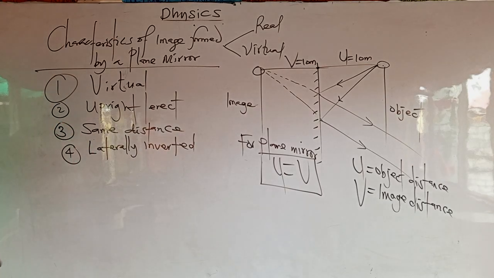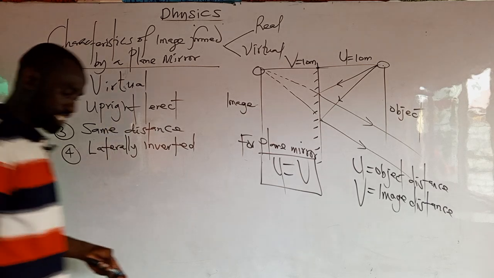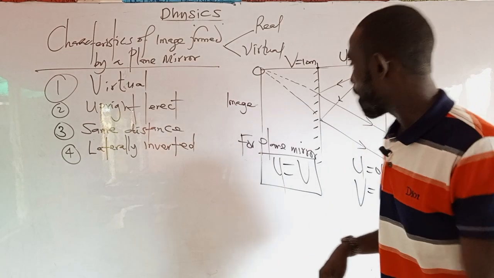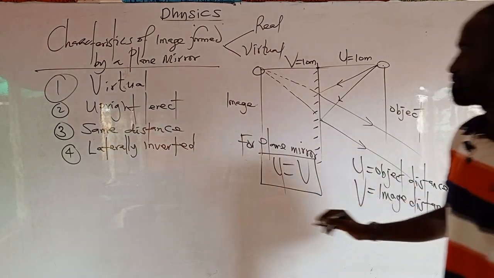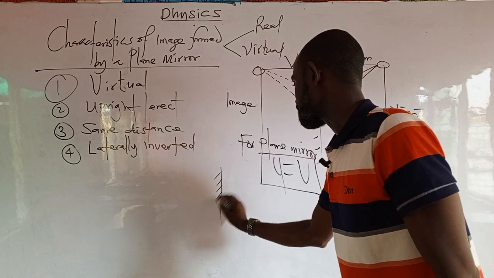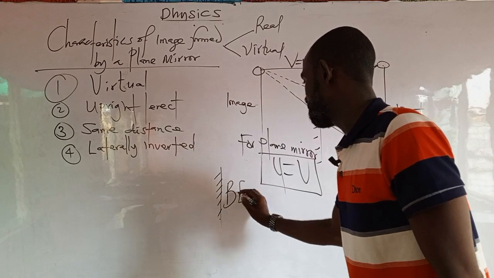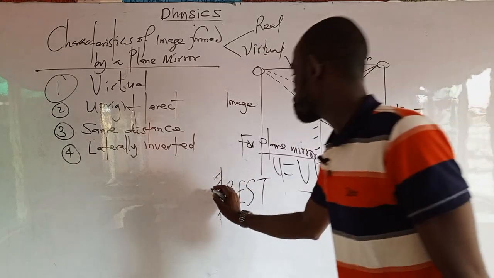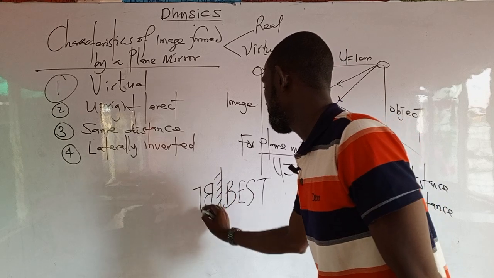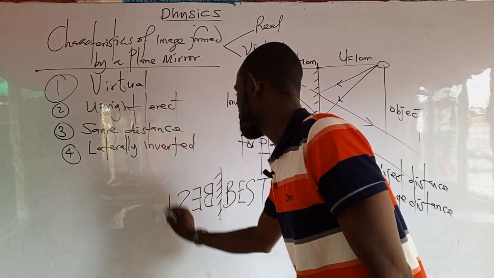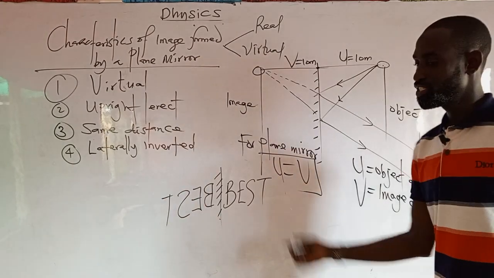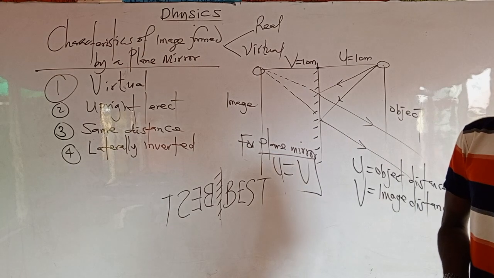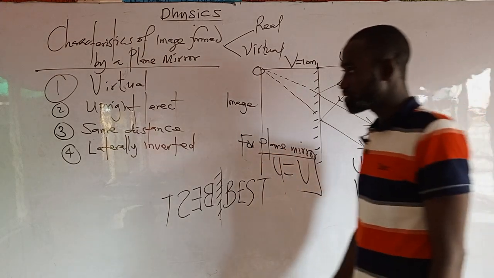And what is lateral inversion? The turning from side to side of the image of an object when viewed through a plane mirror. You see something like this. I have BEST like this. When you view BEST through a plane mirror, it will appear like this, B E S T reversed. So BEST, changing from side to side of the image of an object when viewed through a plane mirror. Then the next one.